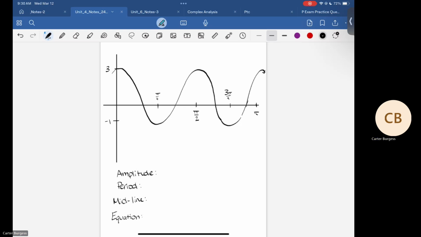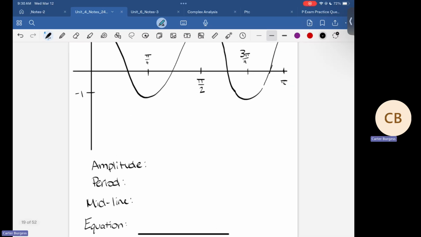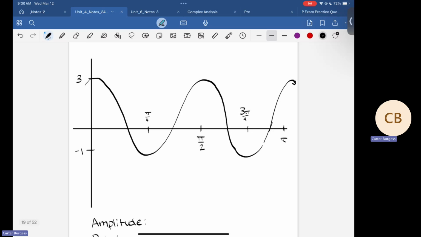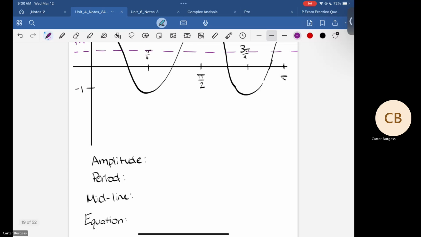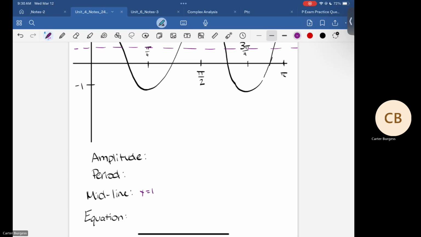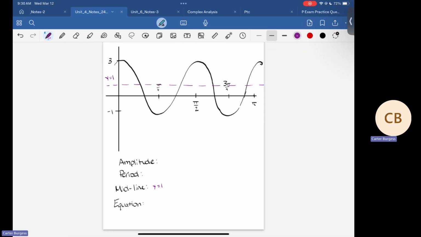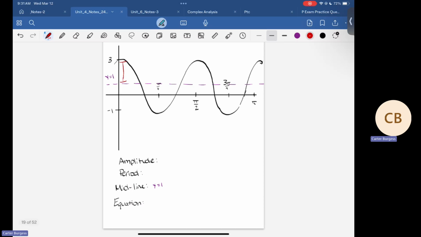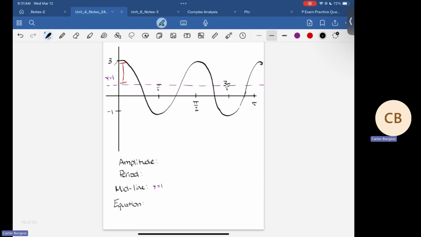Okay. Overall, looked really, really good. Very happy with what I saw. What is our midline in this case? Y equals 1, for example 2. So y equals 1. What is the distance or the amplitude distance between max and mid? Will be 2.